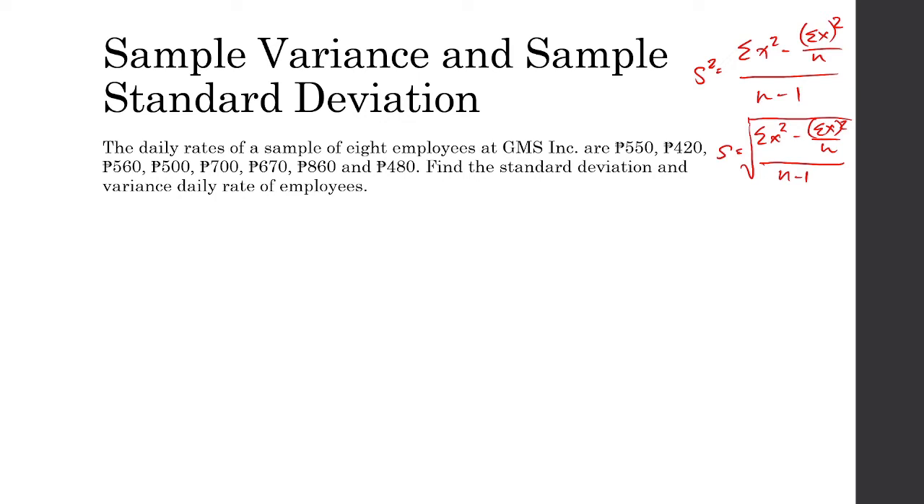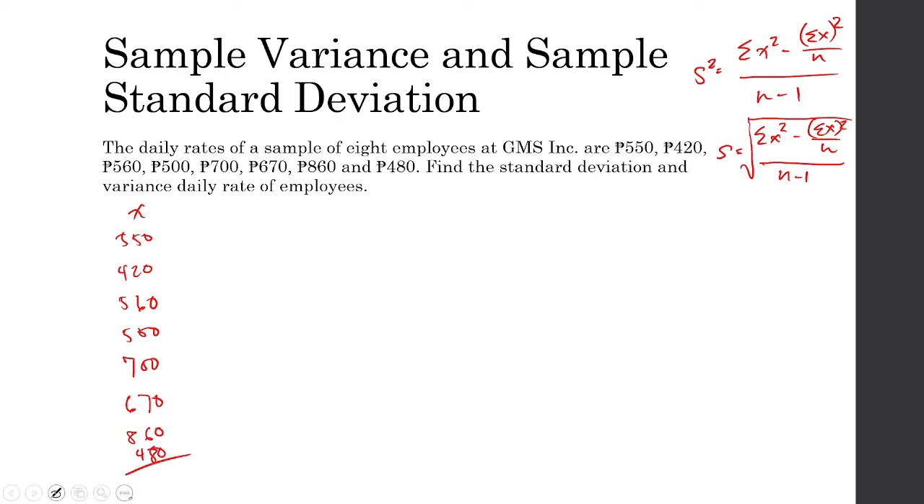So, paano ko sisimulan to? The best way na i-approach to, since we are dealing with ungrouped data, you just need to rewrite all of this in a column. So, say you have there your x's. What you can do here is rewrite 550, 420, 560, 500, 700, then we have our 670, then 860, and 480.